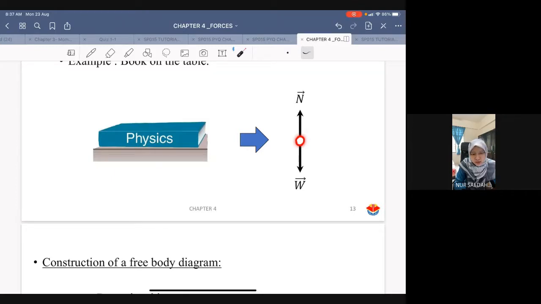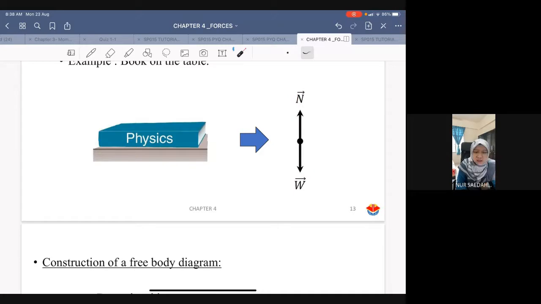Pertama, buku kita ada mass. Dia ada berat, dia ada jisim dia. So dia akan ada weight sebab buku ni ada mass. Direction of weight is towards the center of earth ataupun downward sahaja. And buku kita is in contact with table. So ada surface yang dia bagi tahu. So akan ada normal reaction force perpendicular to the table.